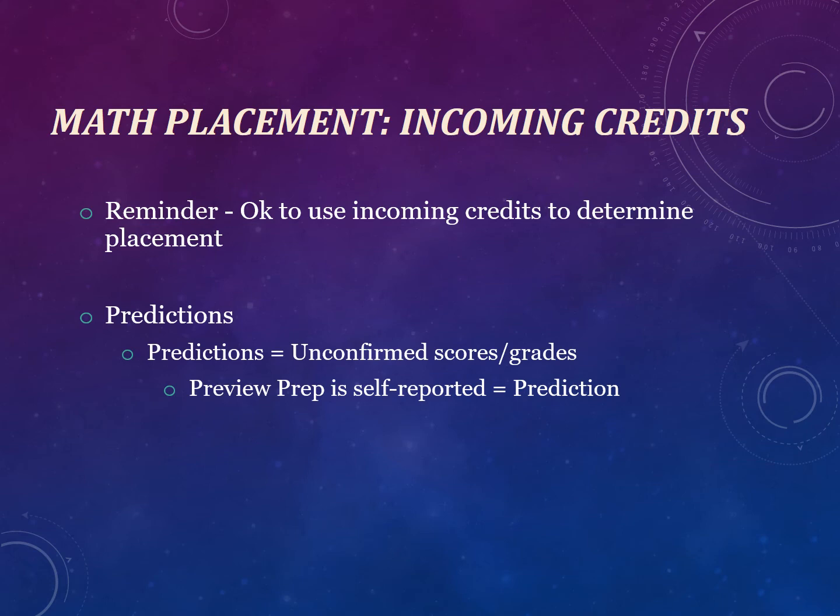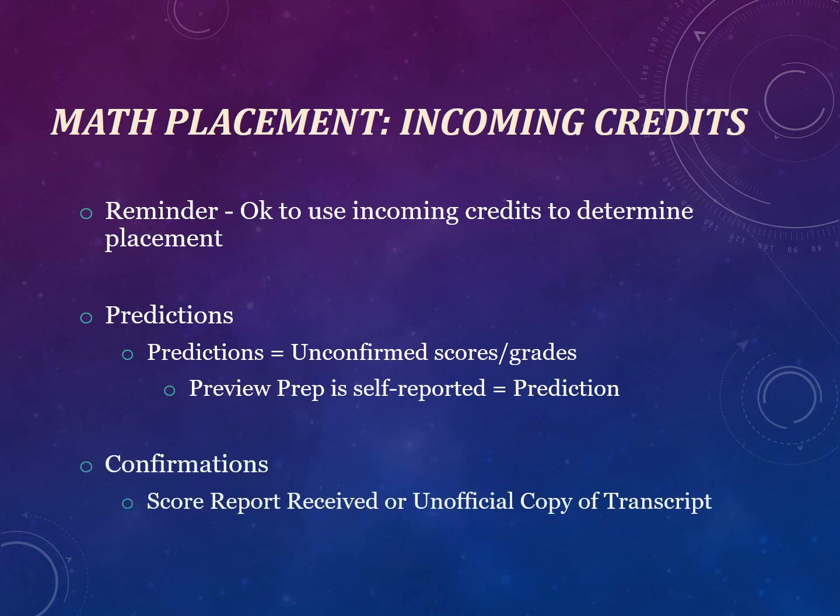Keep in mind that Preview Prep is self-reported, and we've talked about this in the academic labs a couple times. That means it's a prediction. So if the student has put on Preview Prep, I have AP Calculus AB, I got a 4, that's great, but until we can actually verify the grade or the score in the class, it's a prediction to us. So because Preview Prep is self-reported, it's not something we can use to confirm anything.